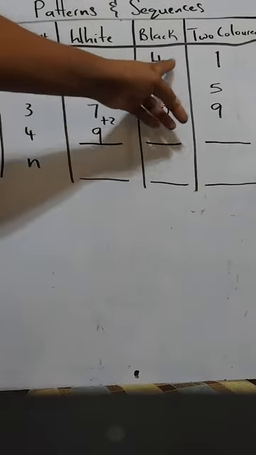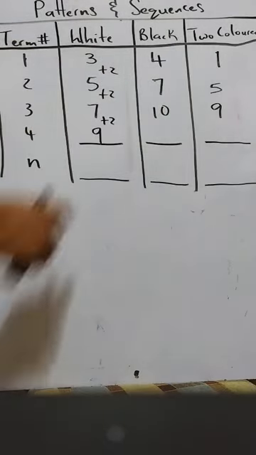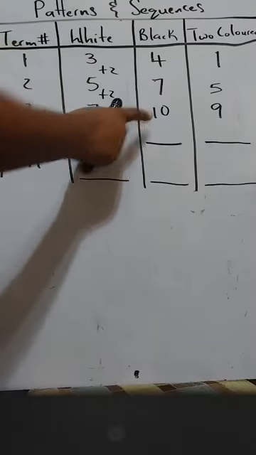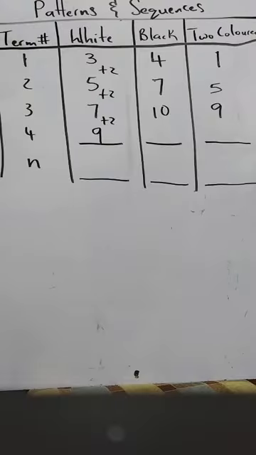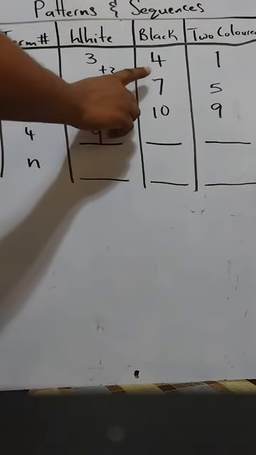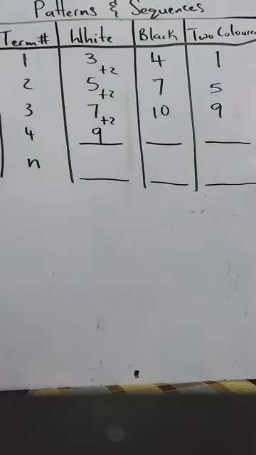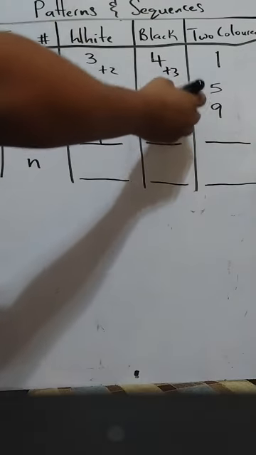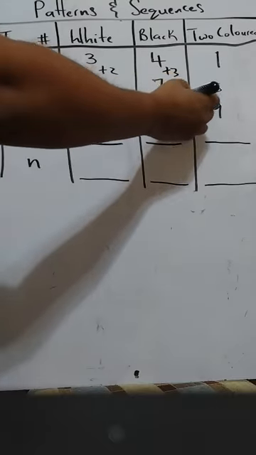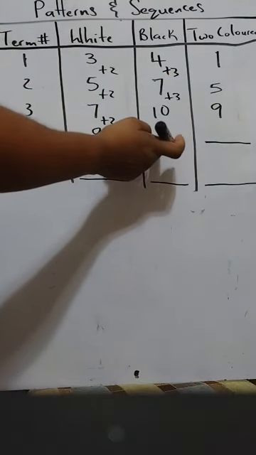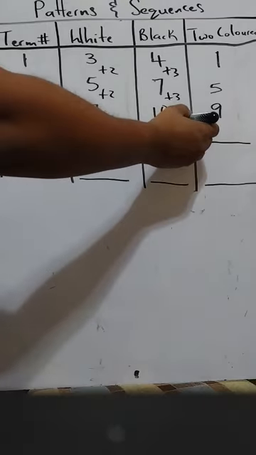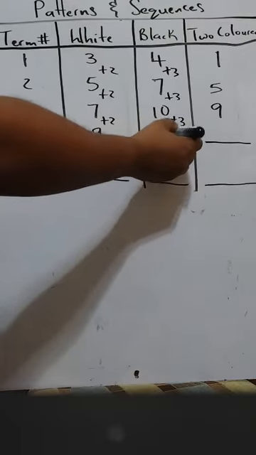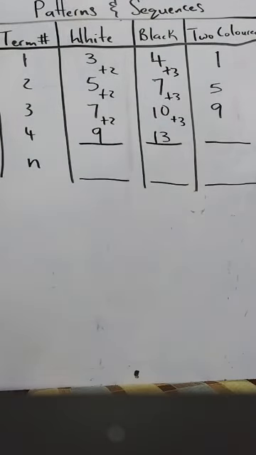Now I go over here and I notice that I start at 4, I end up at 7, and now I'm at 10. I'm observing. I notice that 4 plus 3 gives me 7, and 7 plus 3 gives me 10. So if they ask what's the next number in the sequence, I'd add 3 because I noticed the pattern is an addition of 3. My next term would have been 13.